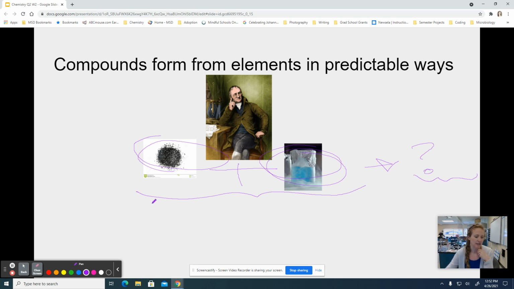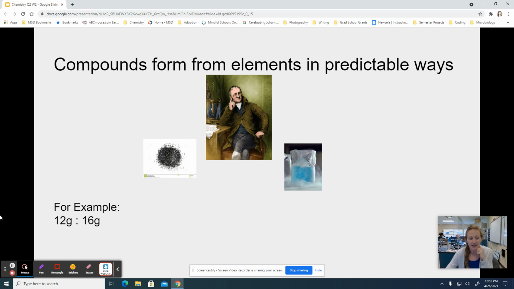So, for example, if we look at carbon and oxygen, like we have on the board, so if we have 12 grams of carbon, it's going to react with 16 grams of oxygen. And when 12 grams of carbon reacts with 16 grams of oxygen, what you get is a compound made of one carbon atom and one oxygen atom.